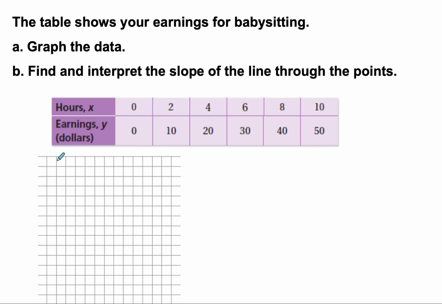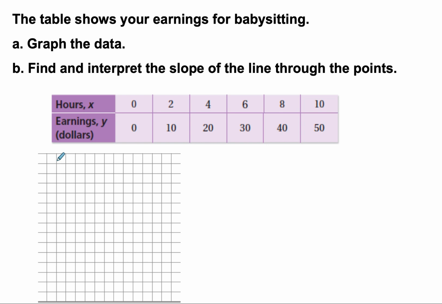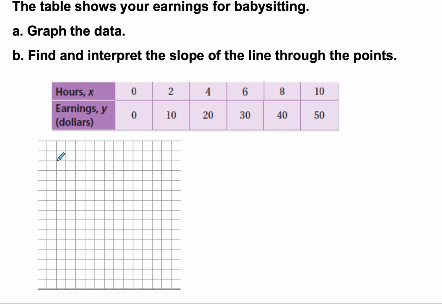All right, let's take a look at a story problem situation. The table shows your earnings for babysitting. A says graph the data, and then B says find and interpret the slope of the line through the point. So I actually have 3 things to do. I have to graph, I have to find the slope, and then interpret means explain. I need to explain what it means.